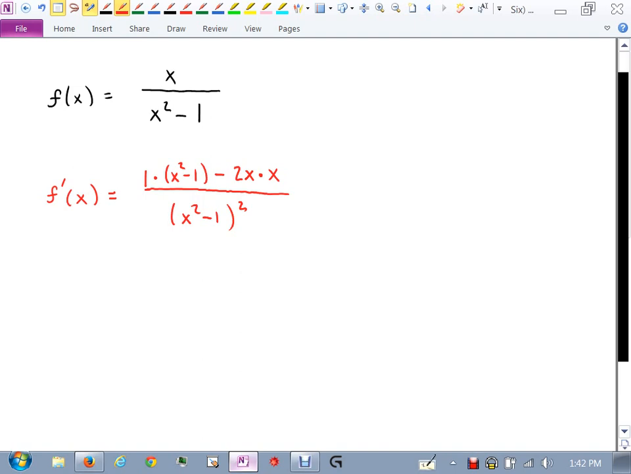Let's clean up that numerator. Well, only if you split it into two fractions would you have to do this over this and then this over this separately. Can't do it at this point because there's two terms up there. So I'm going to go x squared minus 1, minus 2x squared, all over x squared minus 1 squared.